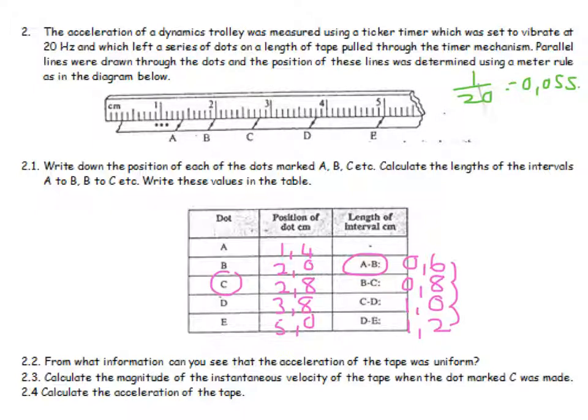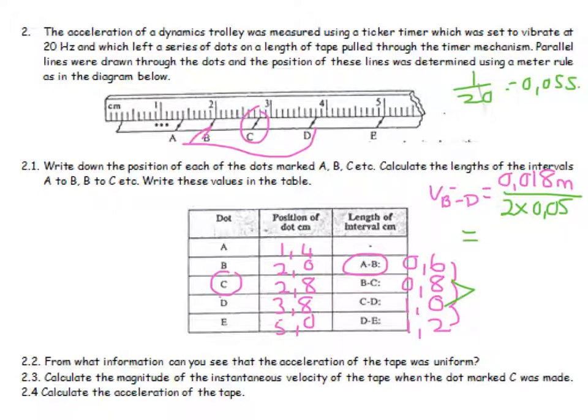So where is C? C is exactly in between B and D. So we are going to work out the velocity from B to D, and that turns out to be 0,018 meters. In other words, I add B to C and C to D, and I divide that by the time period, and from B to D there are 2 spaces of 0,02, and I end up with 0,18 meters per second. Then calculate the acceleration of the tape.